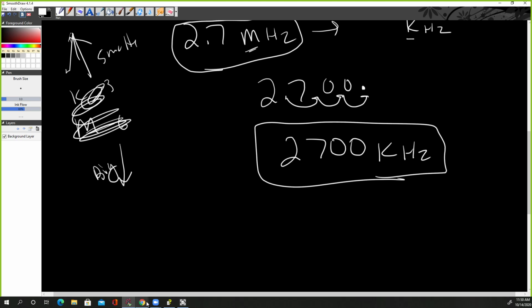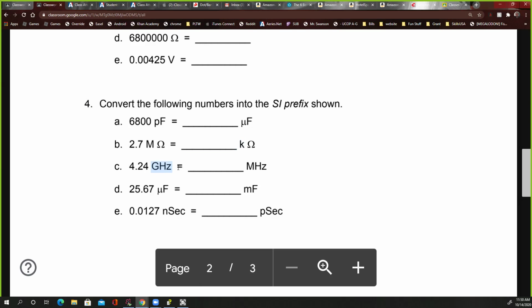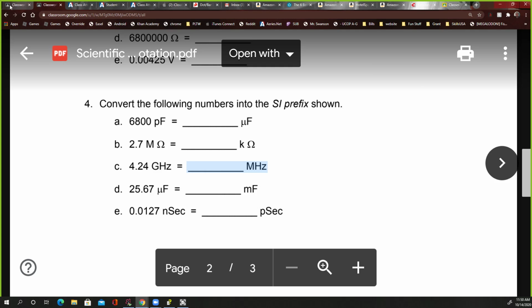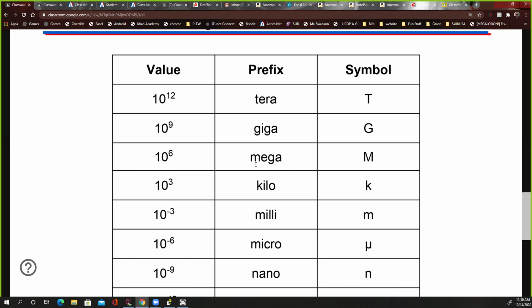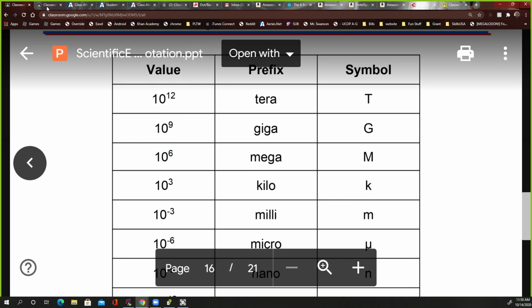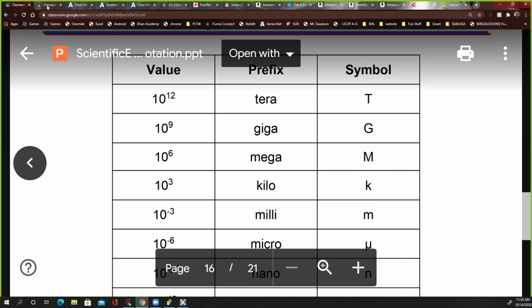I'll do one more and that's it, and then you guys can do the rest yourselves. Let's do this one. Giga to mega. So let's figure out where we're going. Giga to mega, we're going down the chart. And down means bigger, up means smaller. So this number is going to become bigger by how much? Giga 9 to 6. So it's going to be a difference of 3 decimal places. Since we're going down, it's going to be bigger by 3. So let's do that real quick.